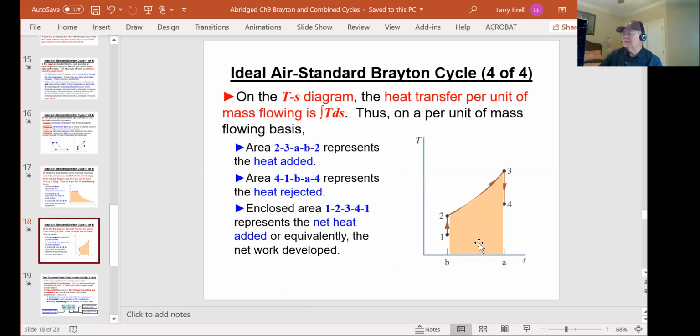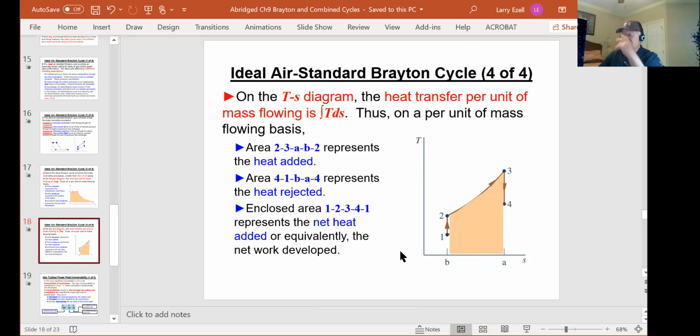Then we can look on a TS diagram and we can see our heat transfers. For 2, 3, A, B, 2, this is how much heat transfer comes in from the combustor, the hot heat exchanger where the heat comes in. And then the heat rejected is going to be 4, 1, B, A, 4. So the area that's left here is QH minus QL, and that's equal to the work output of the turbine.